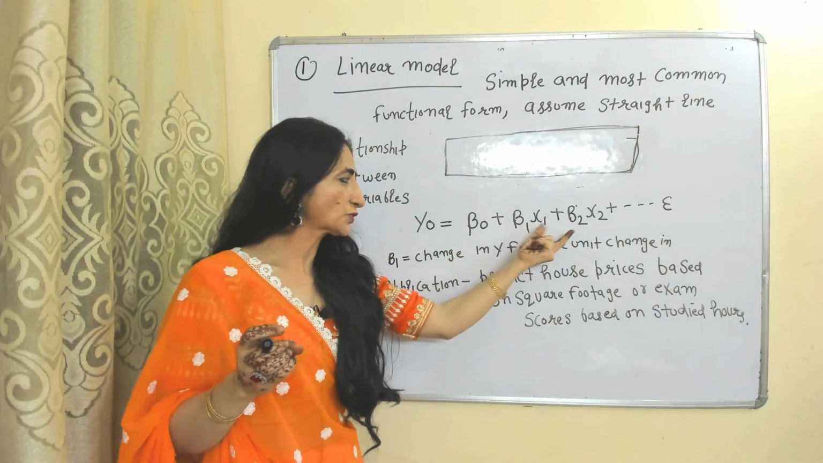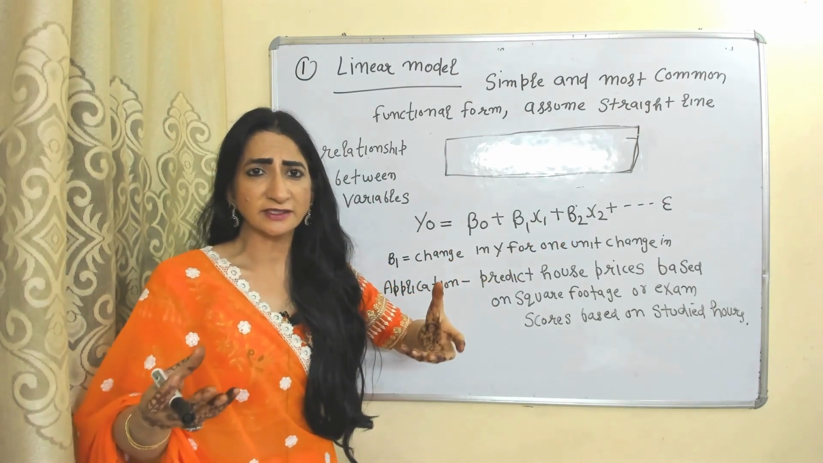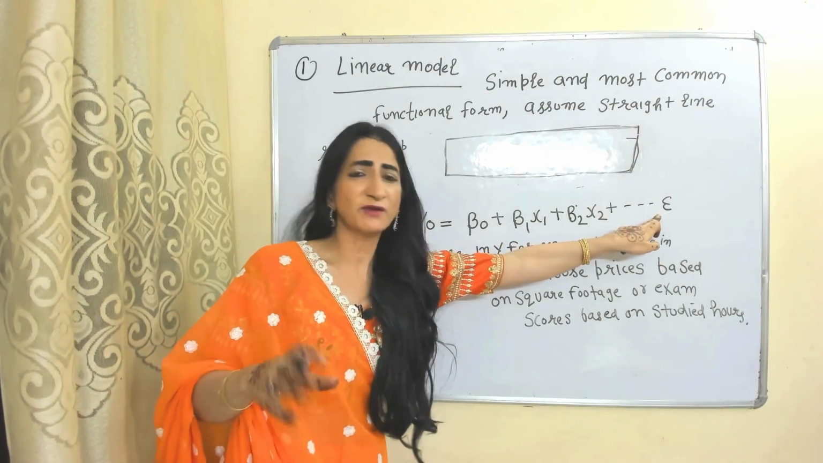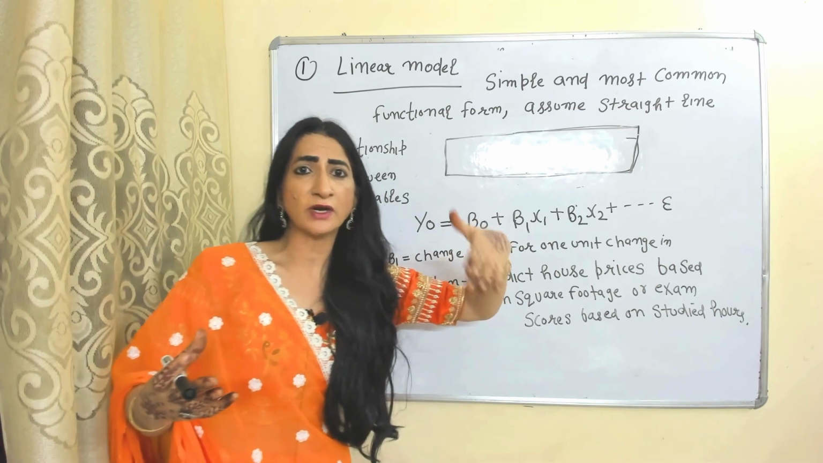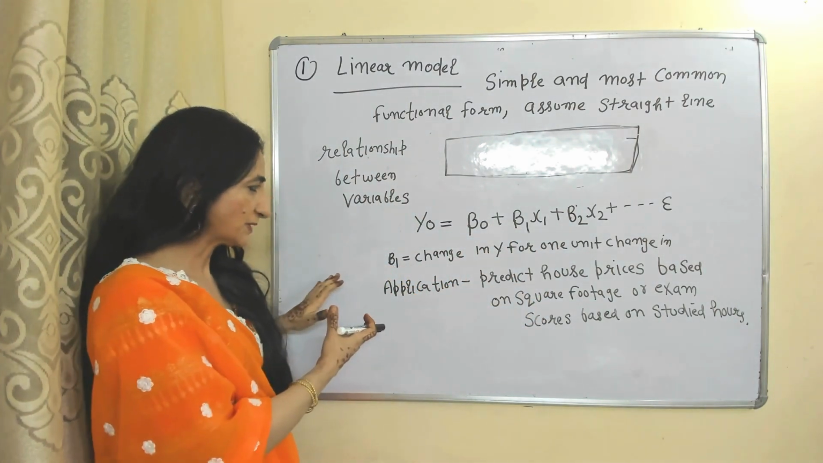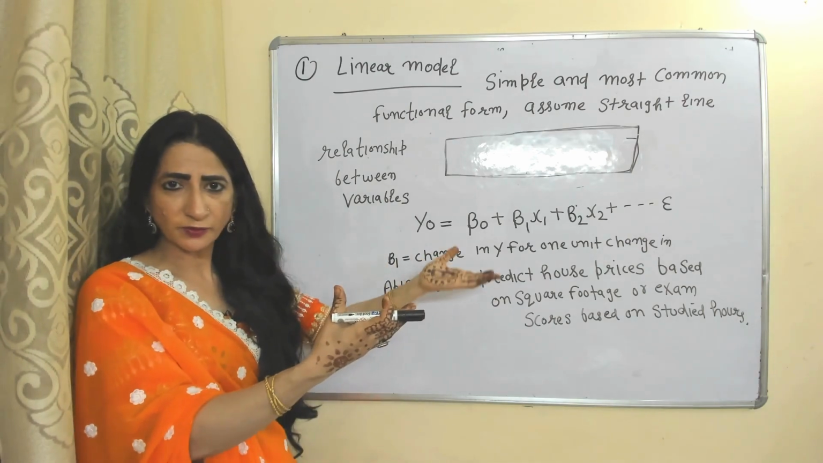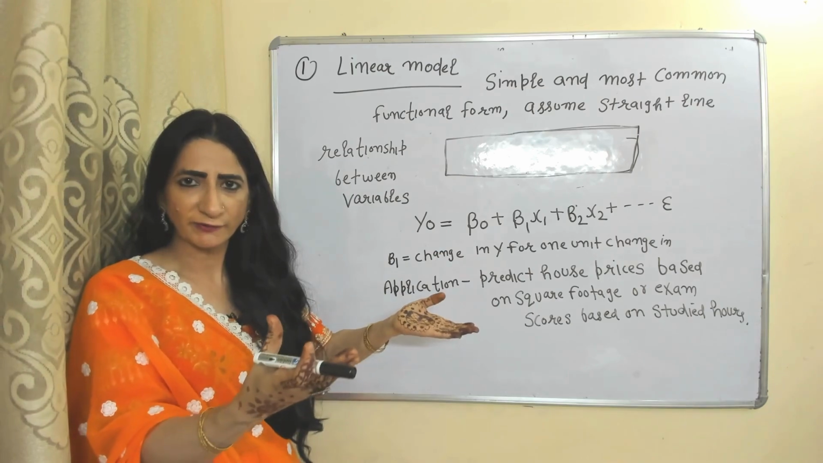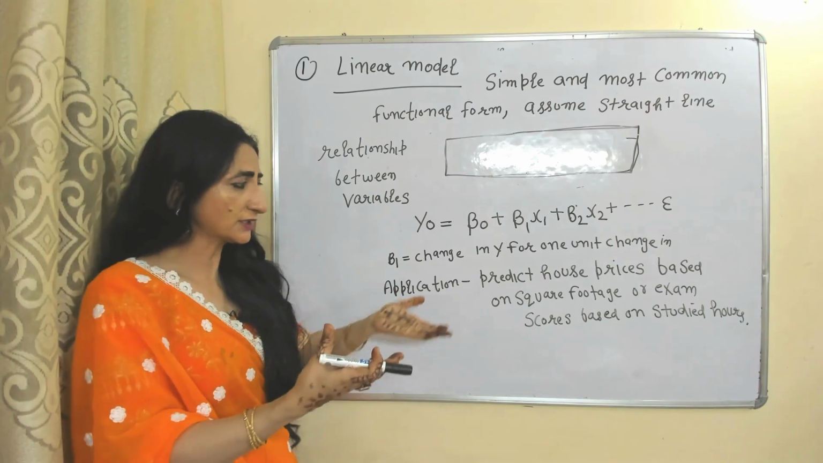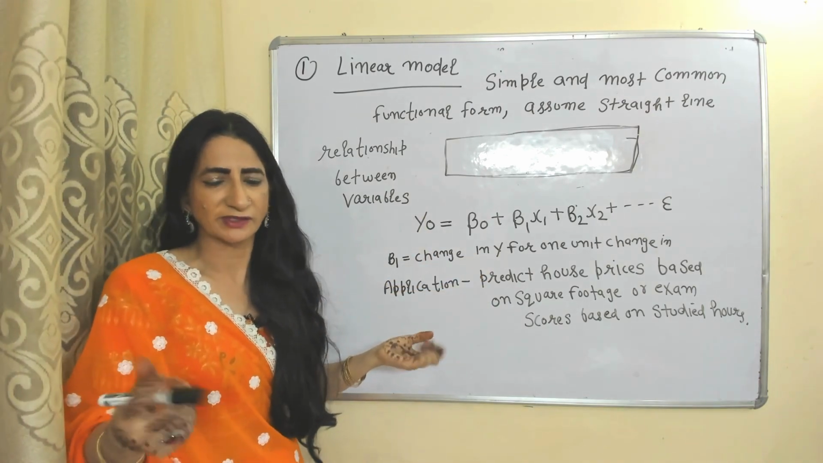The intercept and this coefficient: the coefficient represents the change in y due to a 1 unit change in x. The error term captures the influence of all other independent variables which are not included in this model. Application: we can apply this form to predict house prices based on square footage, and we can also apply this form to predict exam score based on the number of study hours.